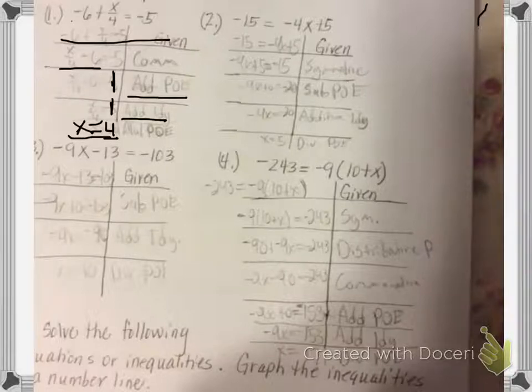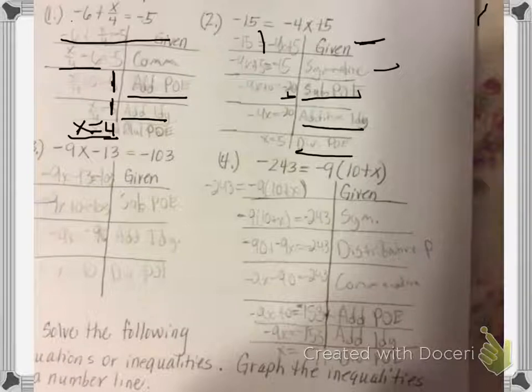Alright, number 2 here, I write down my given equation. Then I flip the equation around the equal sign, and that is my symmetric property here. And then I'm going to subtract 5 from both sides, which really is adding negative 5, and that gives me negative 20, which is subtraction POE. And then I get rid of my 0 here, I got a plus 0, and that's additive identity. Divide by negative 4, and I get x equals 5, that's division property of equality.